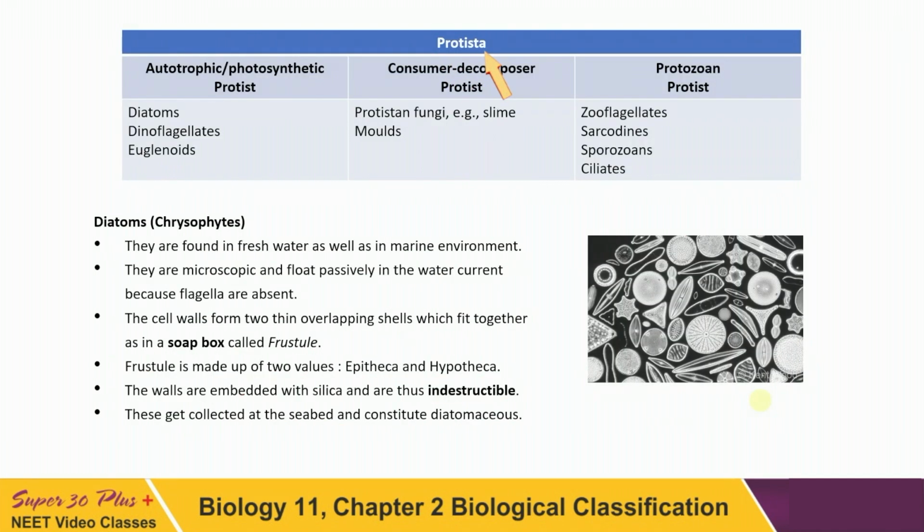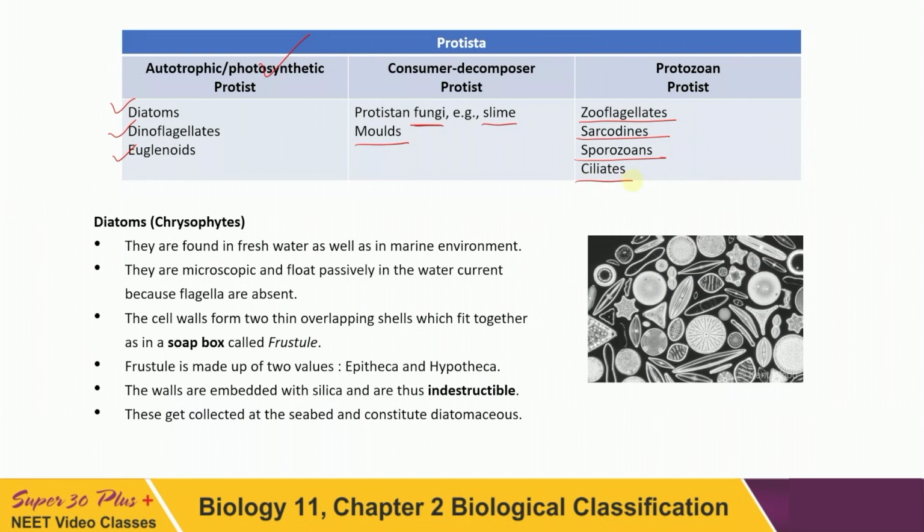You see, Protista is a heterogeneous group, and that is a major objection to the five kingdom classification. Protists include photosynthetic forms: diatoms, dinoflagellates and euglenoids. These are green, they do photosynthesis. Consumer or decomposer protists, that is slime molds, do not prepare food. These are heterotrophs, that's why known as protistan fungi. And protozoan protists, that is zooflagellates, sarcodines, sporozoans and ciliates.